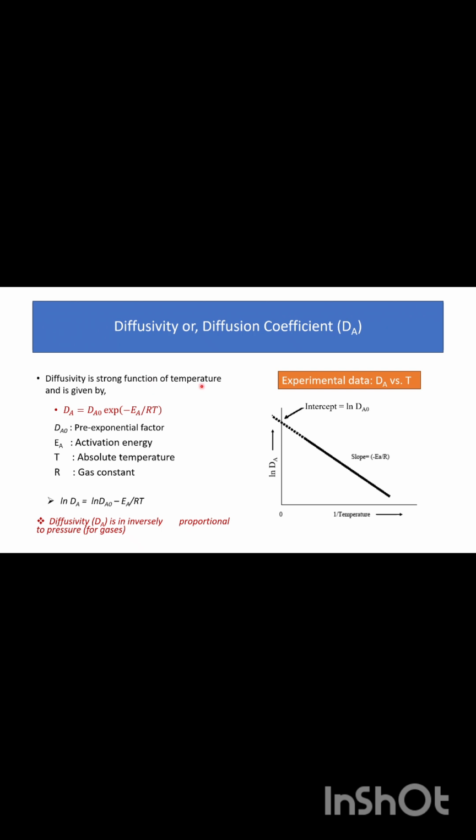Diffusivity is a strong function of temperature and is given by an Arrhenius type of equation such as D_A = D_A0 exp(-E_A/RT). So here D_A0 is a pre-exponential factor, E_A is the activation energy, T is absolute temperature, and R is the gas constant. If we take a logarithm, we get the equation of a straight line. And when experimental data of D_A versus T is plotted, the slope will give the activation energy E_A, and the intercept will provide the pre-exponential factor value.